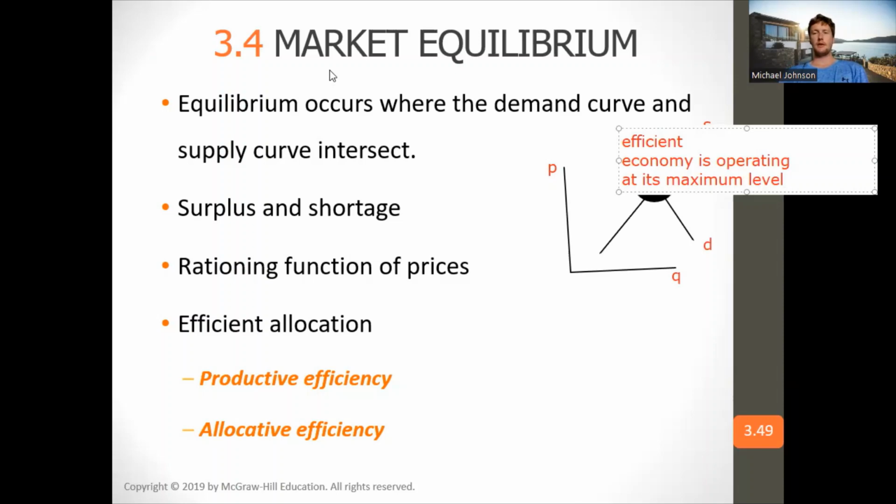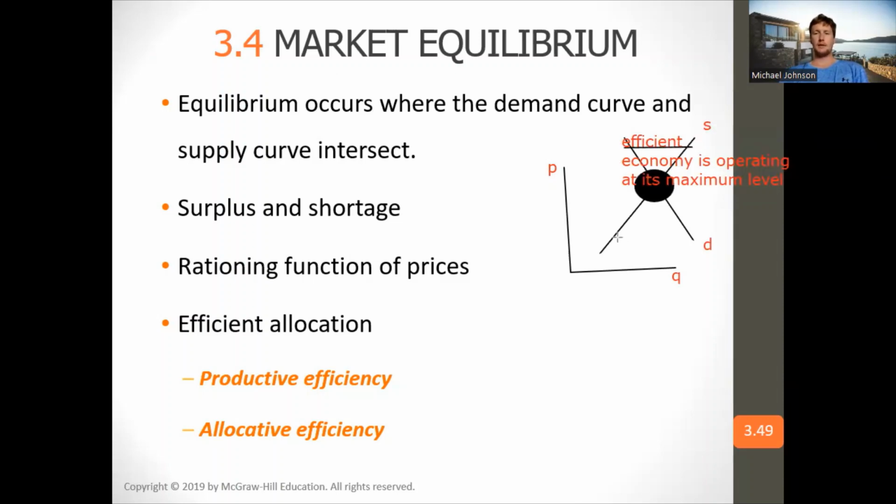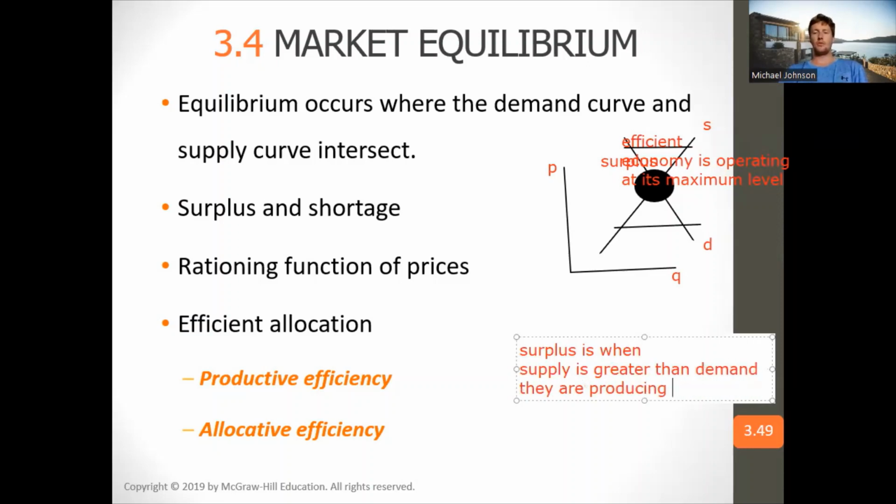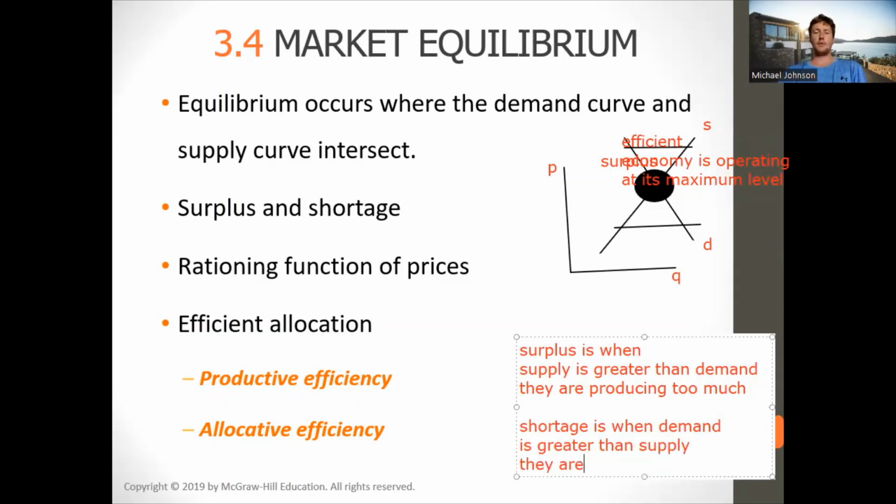And then surplus is when you go above. When you're here, this is surplus. And then this is shortage. Surplus is when supply is greater than demand. They are producing too much. And then shortage is when demand is greater than supply. They are producing too little.